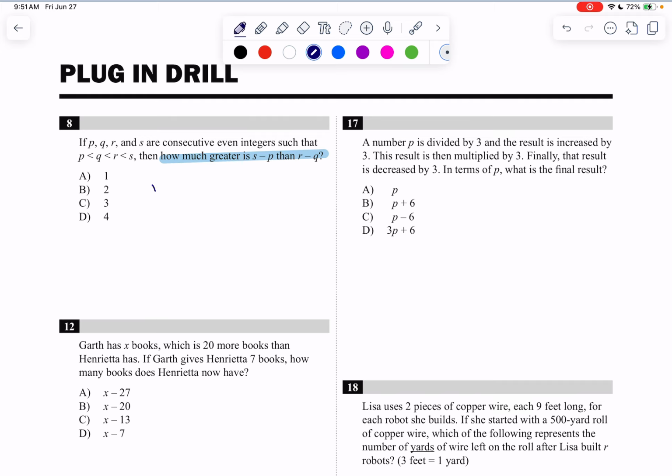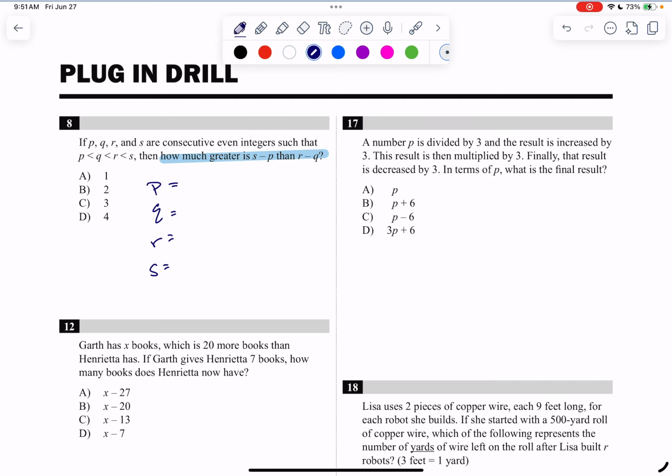They told us that P, Q, R, and S are consecutive, which means one right after the other, like Monday, Tuesday, and Wednesday are consecutive days, right? Consecutive even, like 2, 4, 6, 8, 10, not just the numbers that are divisible by 2, and integers, whole numbers, no fractions or decimals, that P is less than Q is less than R is less than S. I have to make P the smallest one.